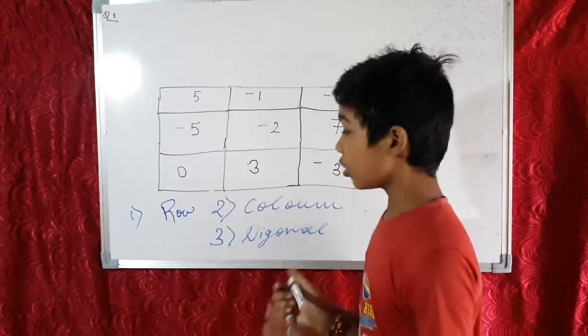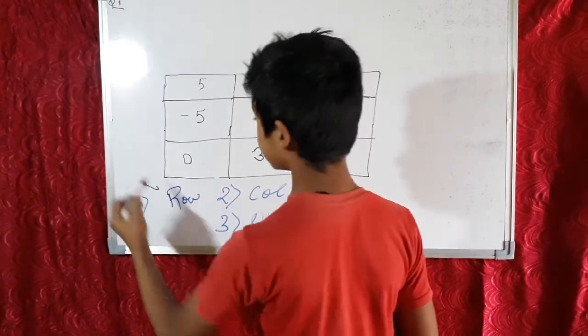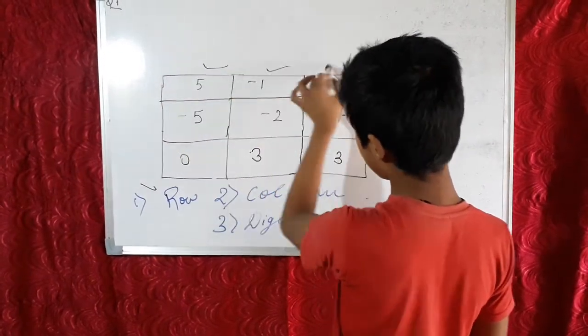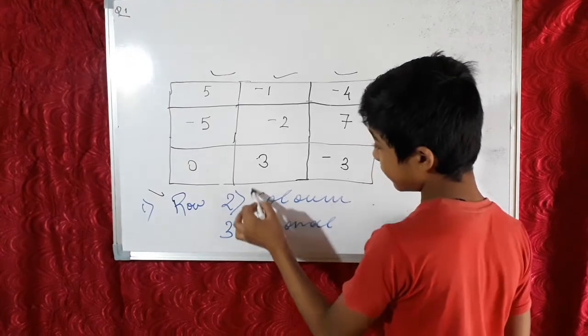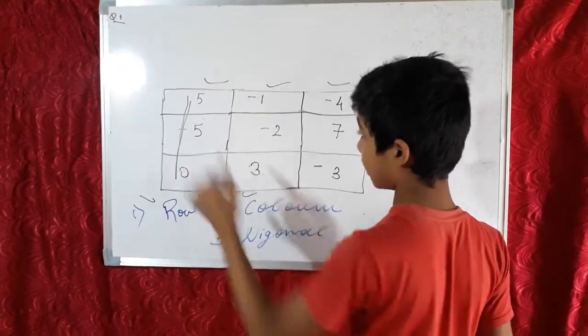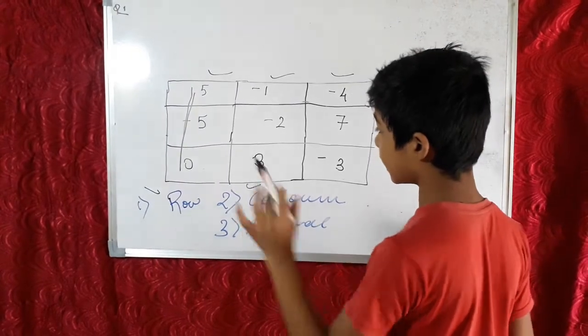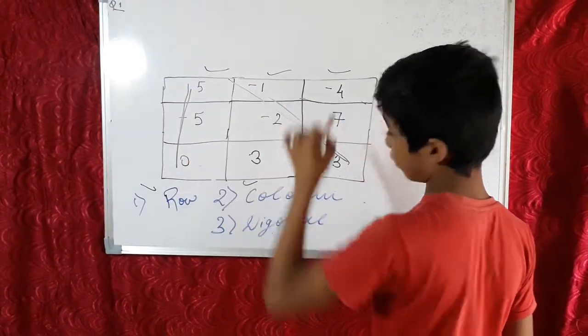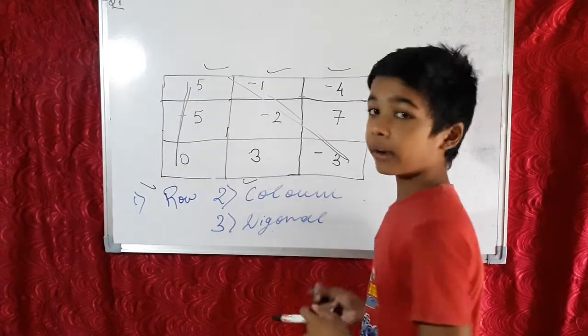So what we have to do? Firstly, we will take out the sum of this row. This one straight line is the row. Then we will take out the column, which means this is our column. And diagonal means this, this is our diagonal. In these we will find out the sum.